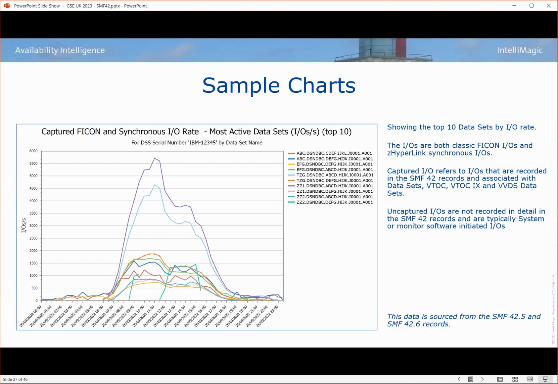Now, I use the term captured IO because we can associate it to a specific dataset and a specific address space. But in the records, you can actually find uncaptured IO information as well. Monitors may be generating IOs that aren't easily tied back to datasets or maybe even address spaces.